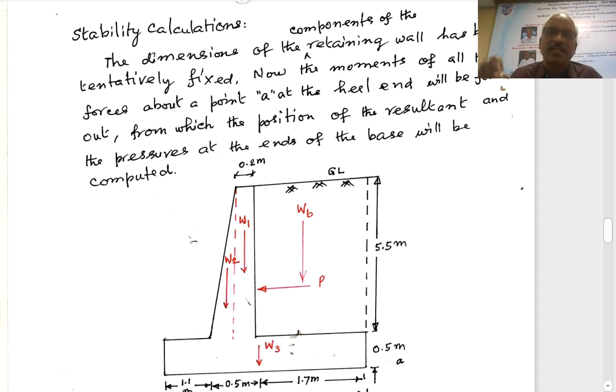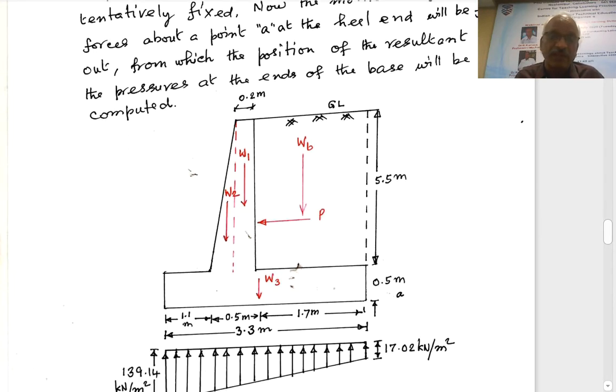I am not just writing and doing, because that is not possible in a design paper; it is a very lengthy discussion. If I write and do it, it will require some 3 hours or so. So, coming to the dimensions we have fixed, this is the retaining wall.